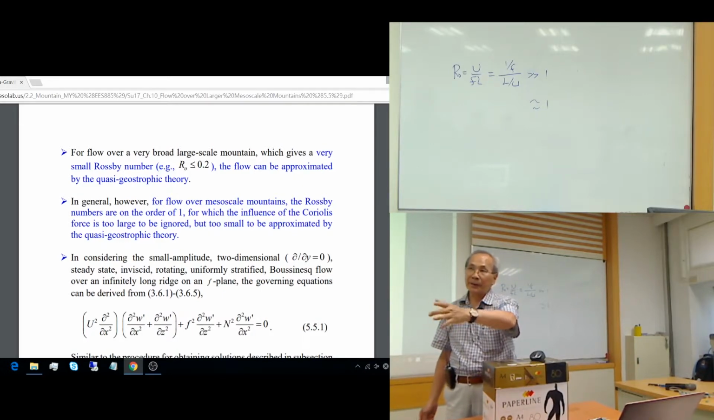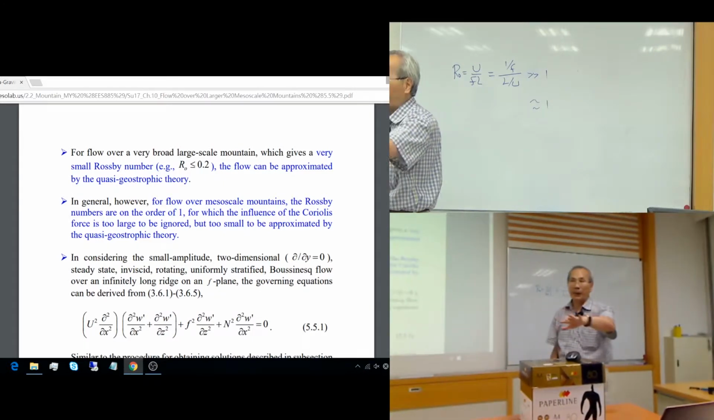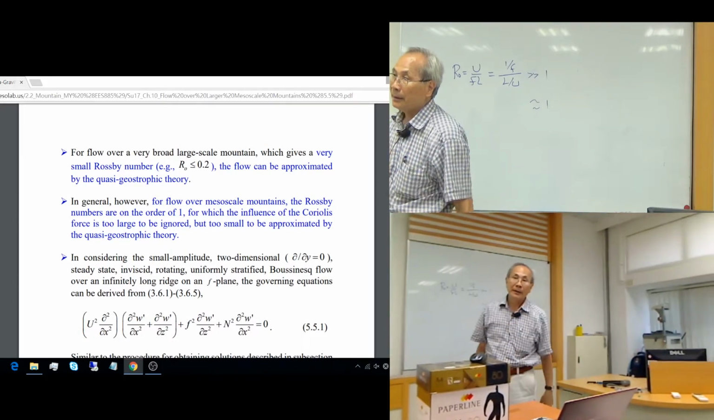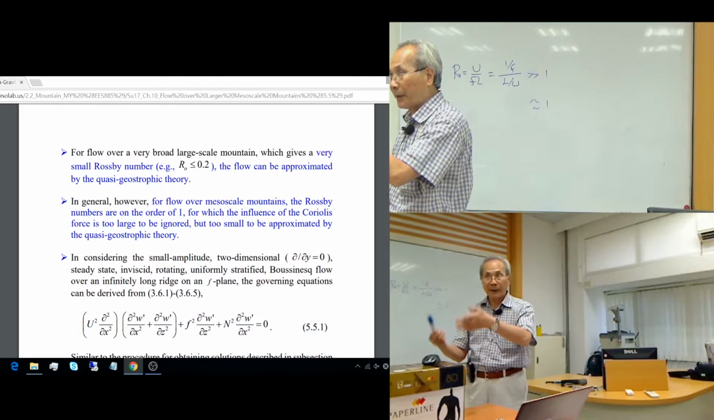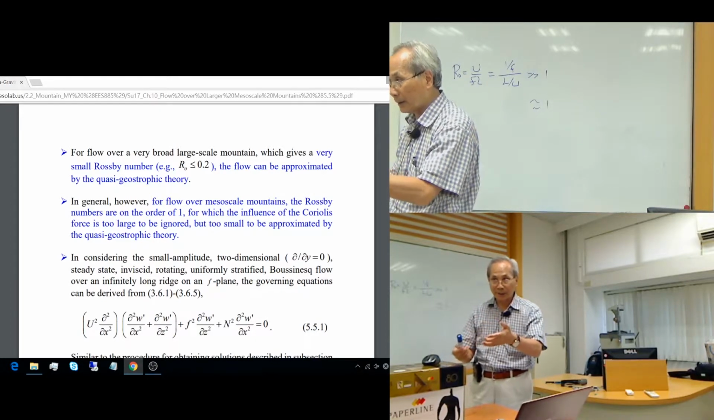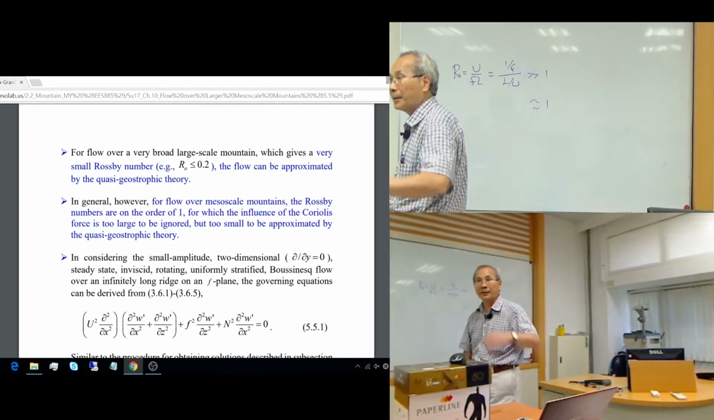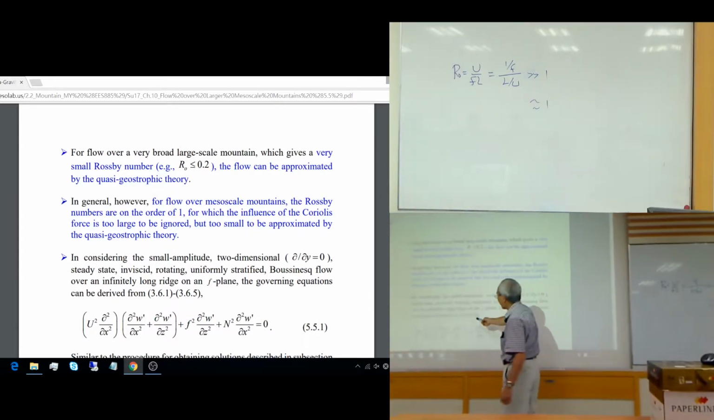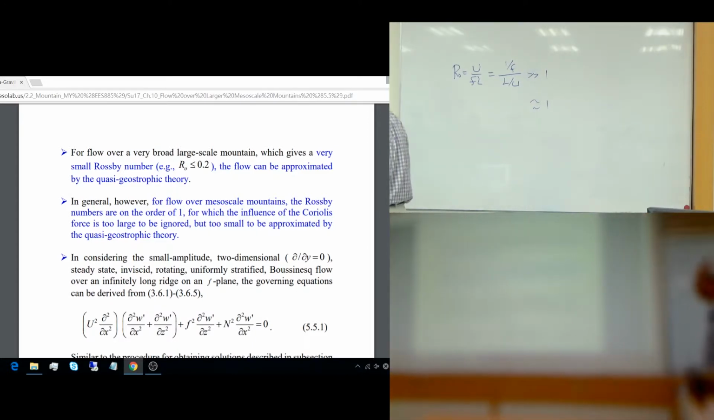But for theory it's rather difficult. If you want to include the beta effect, you can, but then you probably have to apply quasi-geostrophic theory, which simplifies the equations to help you solve the problem. But for mesoscale we normally don't consider the beta effect. So the governing equations can be derived from 3.6.1 to 3.6.5.